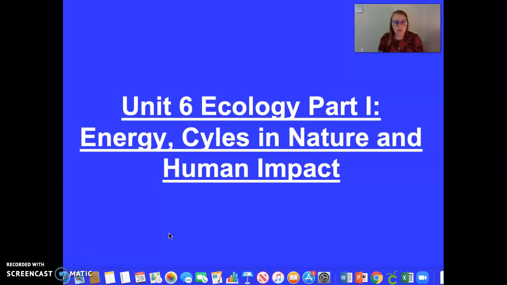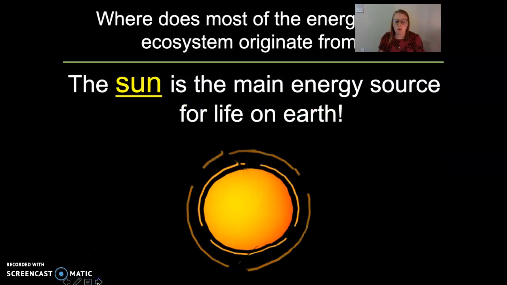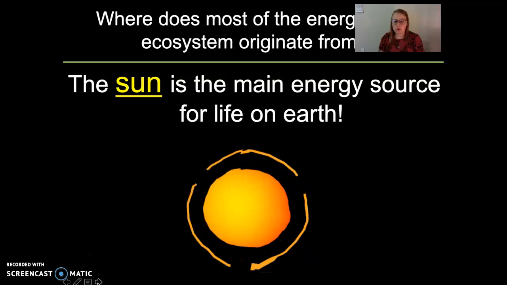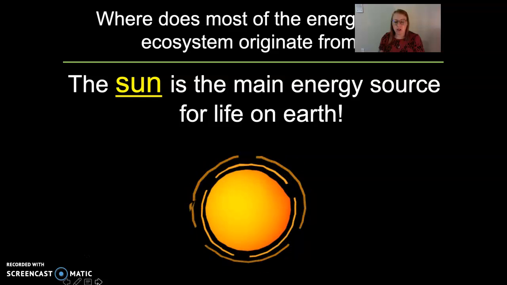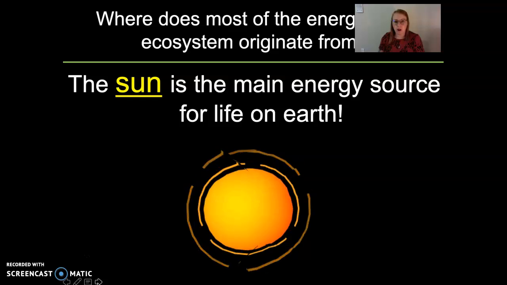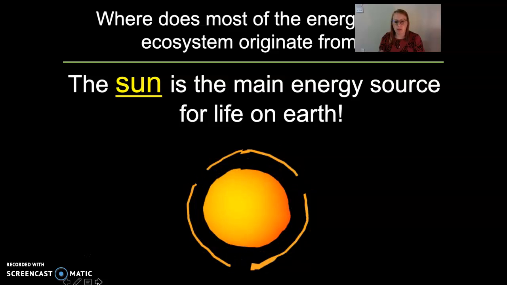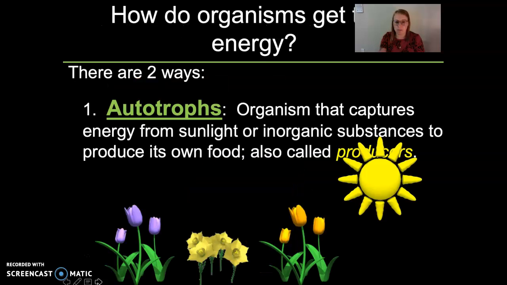We're going to talk about food chains and food webs today and the different members and parts of food chains and food webs. So most of our energy comes from the sun. Producers get most of their energy, or I guess they get all of their energy from the sun. Consumers get most of their energy from organisms, like producers, that get their energy from the sun. But the main source of energy for everything on Earth is going to be the sun.